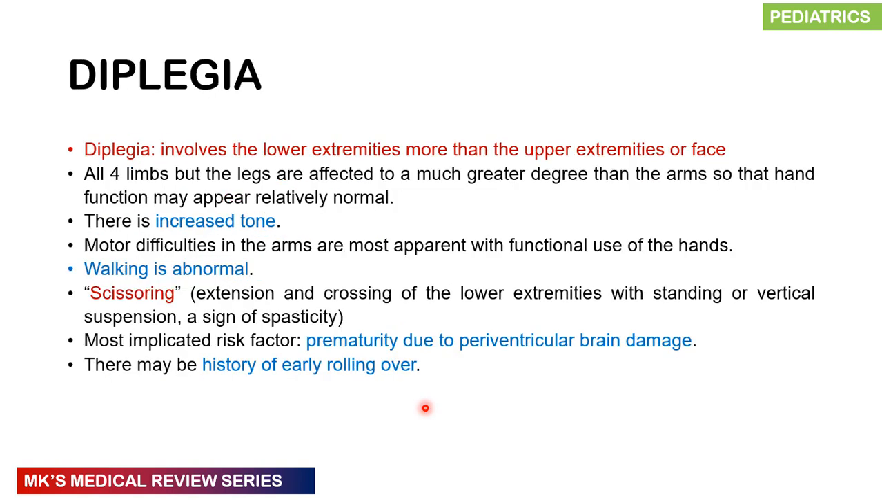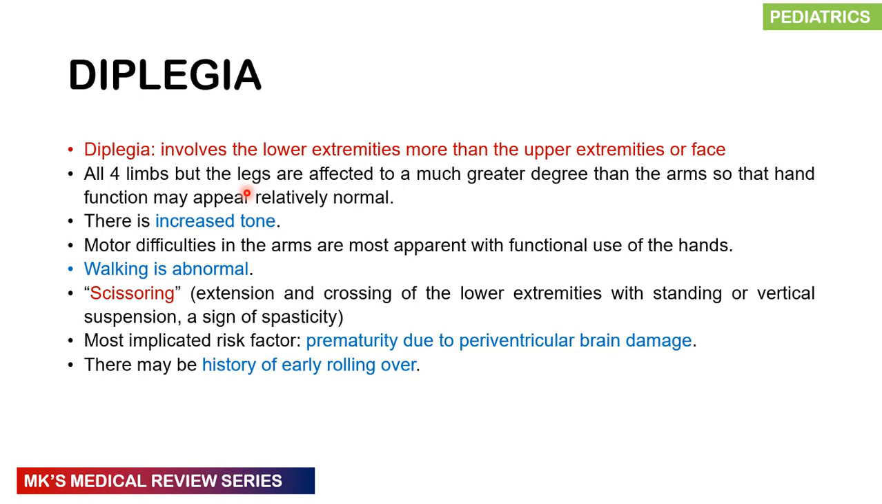Then we'll move on to the diplegia, which involves the lower extremities. So this is more the lower extremities than the upper extremities or the face. And remember that all four limbs are affected, but the legs are affected to a much greater degree than the arms, such that the hands have normal function relative to the lower limbs. Here you have increased tone, and remember that if both lower limbs are affected, walking is going to be abnormal.